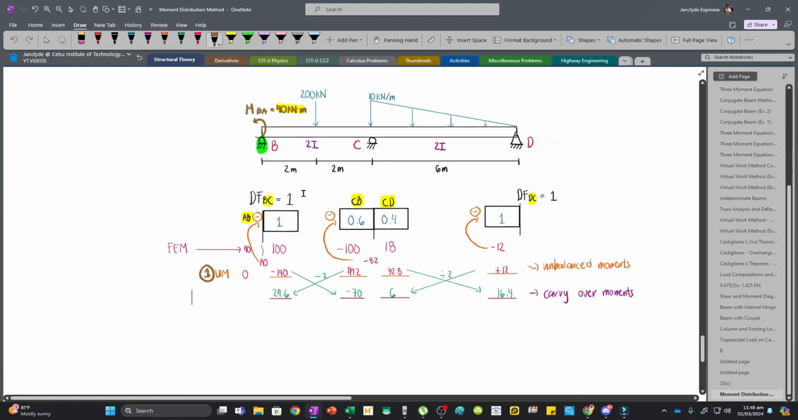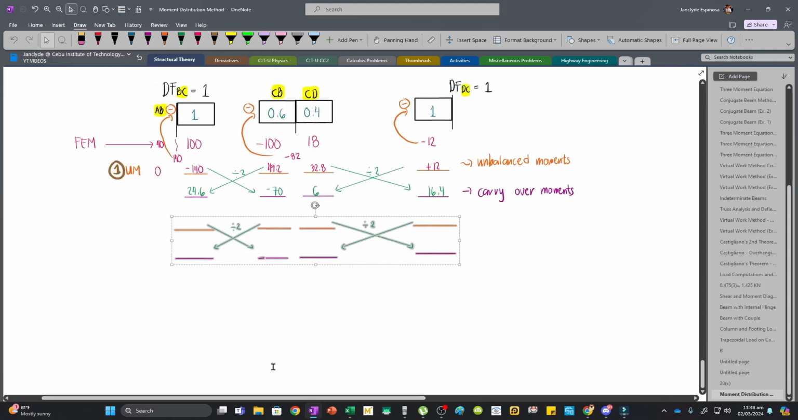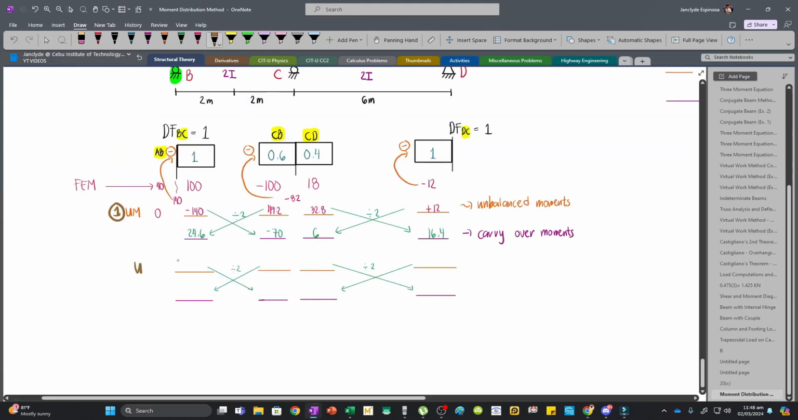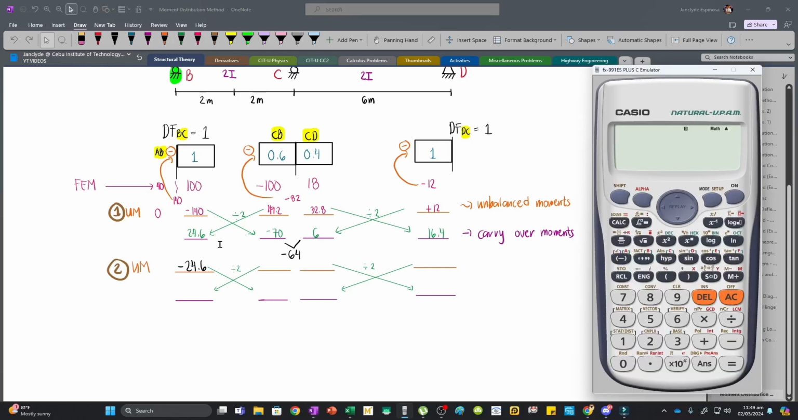And so for the second cycle, let's just copy this one. And so we have another set of unbalanced moments, which is our second cycle. However, to get this one, we'll actually use the carryover moments. Now 24.6 times the negative of DF, which is 1, so 24.6 times negative 1 will be minus 24.6. And then minus 70 plus 6 will give us minus 64. And so minus 64 times negative 0.6 will be 38.4.